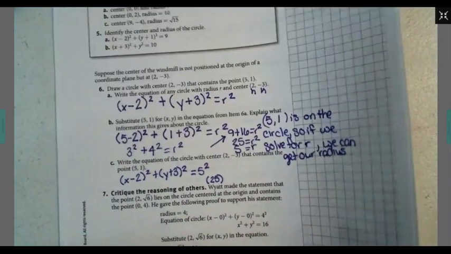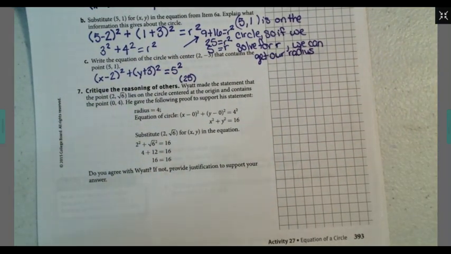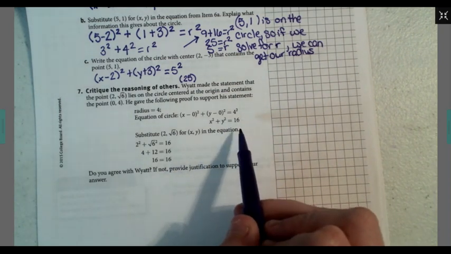On to number 7. Critique the reasoning of others. Wyatt made the statement that the point (2, square root of 6) lies on the circle centered at the origin and contains the point 0, 4. He's given the following proof to support the statement. The radius is 4. The equation of the circle is (x minus 0) squared plus (y minus 0) squared equals 4 squared. And x squared plus y squared equals 16.